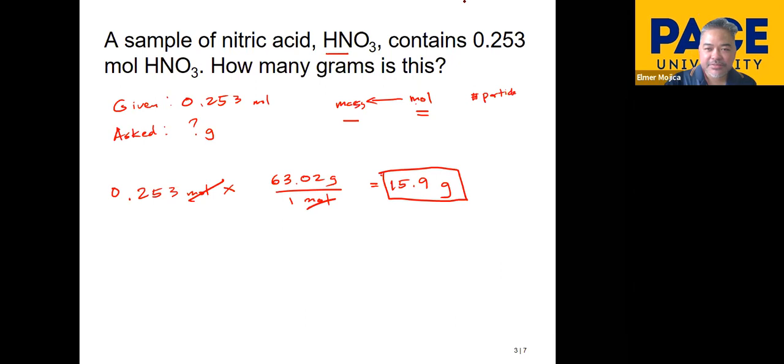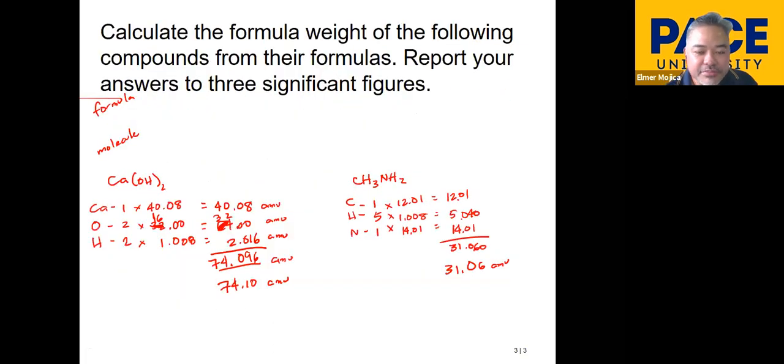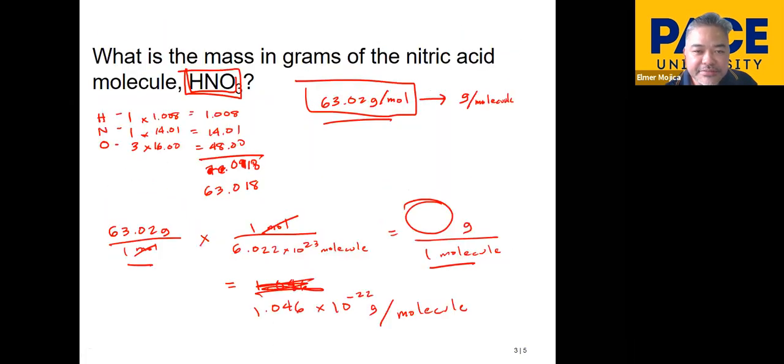Okay, so we have something in the chat. Where did the 63.02 come from? Where did we get it? I didn't show you here, but as I told you in a previous problem, we were able to get the molar mass of your nitric acid. So 63.02 is the molar mass of your nitric acid.